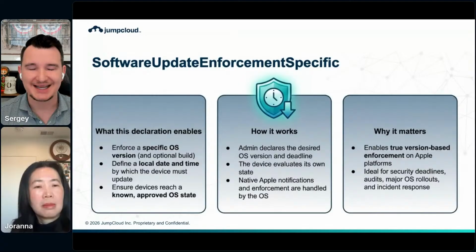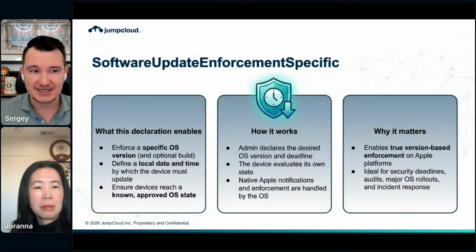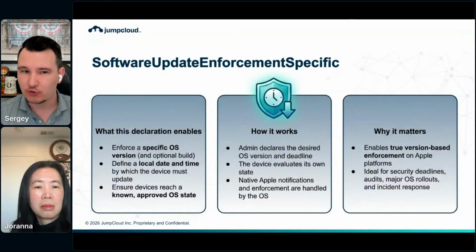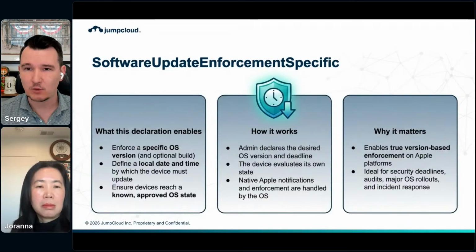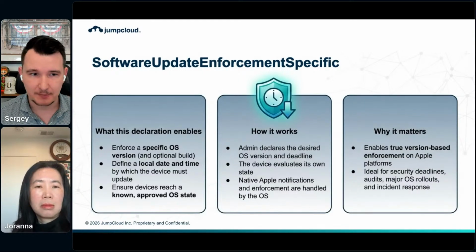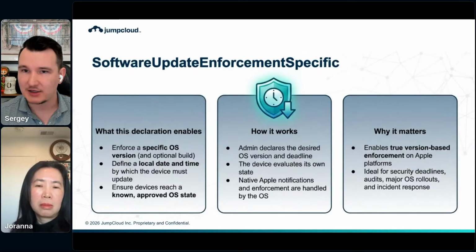So in the next slide, we'll notice a couple of things. The software update enforcement specific. What does this declaration really do? Well, it allows us to specify the OS version, down to optionally the build version, and a local date time that you want your end users to have that version available. Meaning it's ensuring that you reach a known approved OS state. And really how it works is you as the administrator will have the opportunity to go and create a new policy. You will declare that OS version from a dropdown of available known OS versions and builds. You'll be able to determine when you want that implemented by a certain deadline.